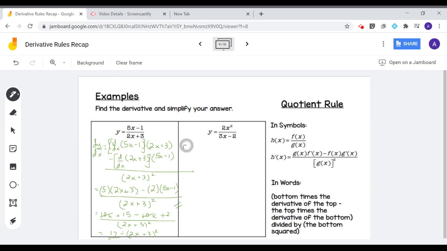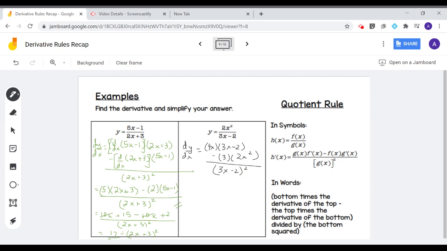Here's another example. If I want to take the derivative, I'll be a little bit faster this time. I won't show what I'm going to do, I'm just going to do it. I'm going to take the derivative of the numerator, which is 4x, 2 times 2x, times 3x minus 2. This is a minus, and I'm going to subtract the derivative of 3x minus 2, which is just 3, times 2x squared, all over 3x minus 2 all squared.